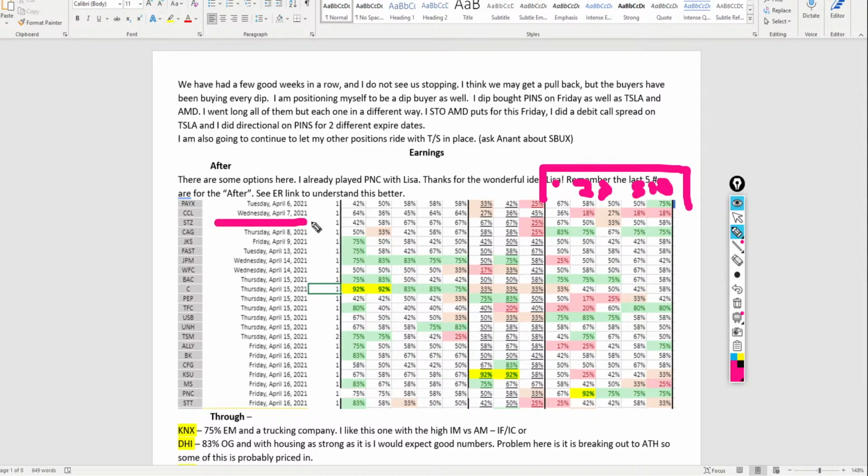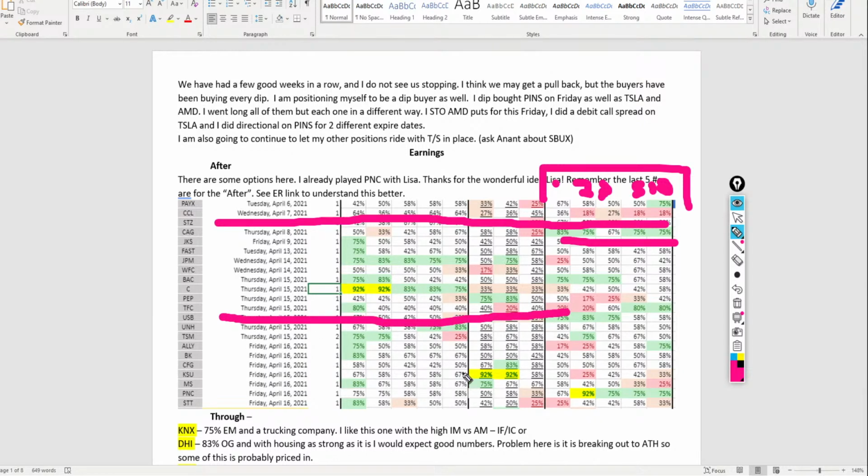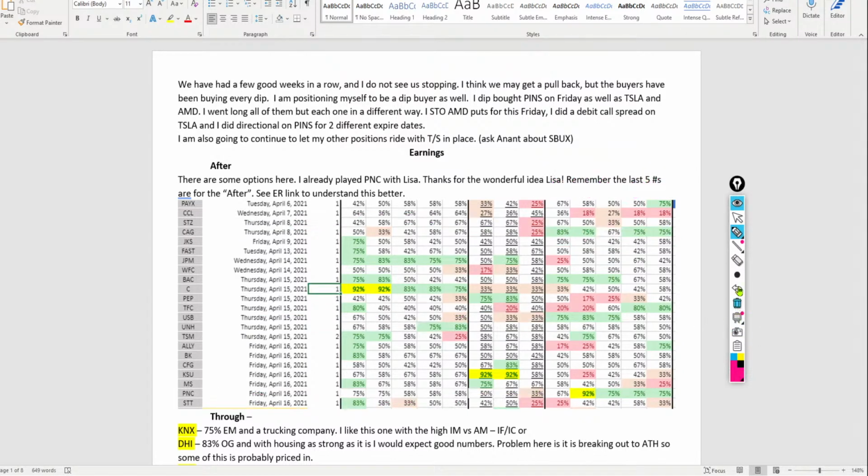If you come in and you're looking at these and you're wanting to play them, you want to find something like Conagra Brands, which has great after. USB, PNC, all these have really, really good after stats. Now, Lisa and I, we played PNC. For me, I'm done with PNC. We captured the premium from the calls plus the dividend, and it worked out great.